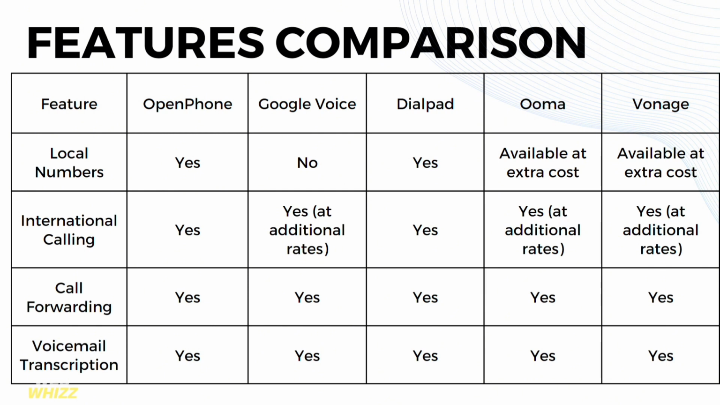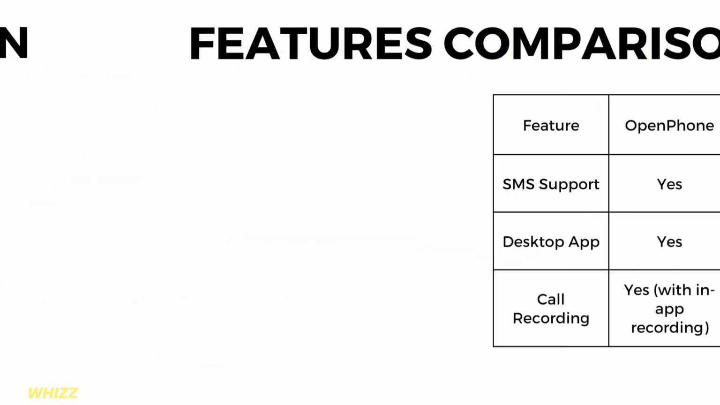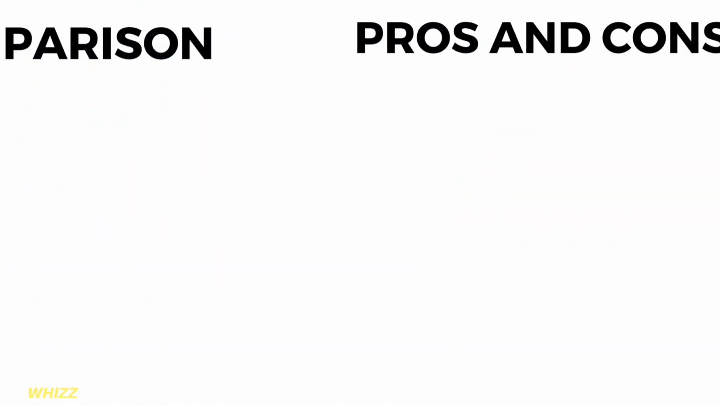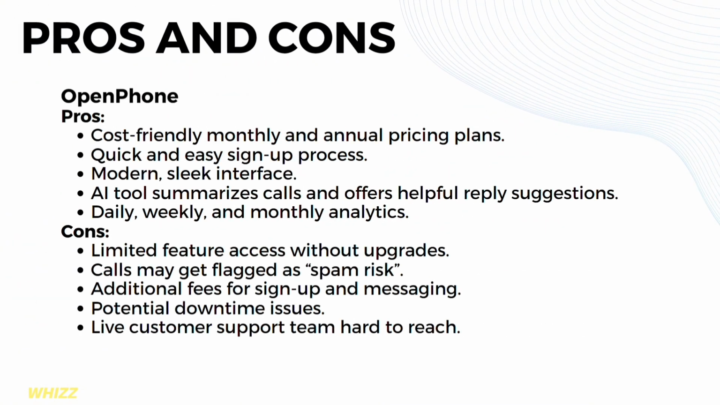In terms of call forwarding and voicemail transcription, all platforms provide it. Also, all of these platforms offer SMS support. However, in terms of a desktop app, only OpenPhone, Dialpad, and Vonage offer one. And in terms of call recording, all of these platforms offer it, but Google Voice and Ooma have limitations. Now moving on to the pros and cons, starting with OpenPhone.